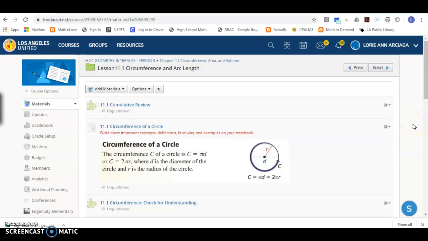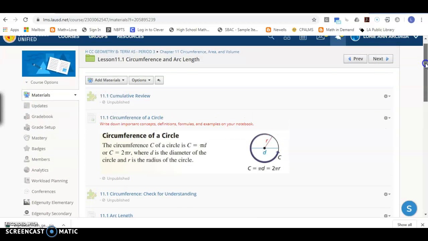Welcome to chapter 11. So we are almost done. We are approaching the end of the semester and we are ready to start with our last chapter. So chapter 11 is about computations, dimensional analysis. We have circumference, area, and volumes.